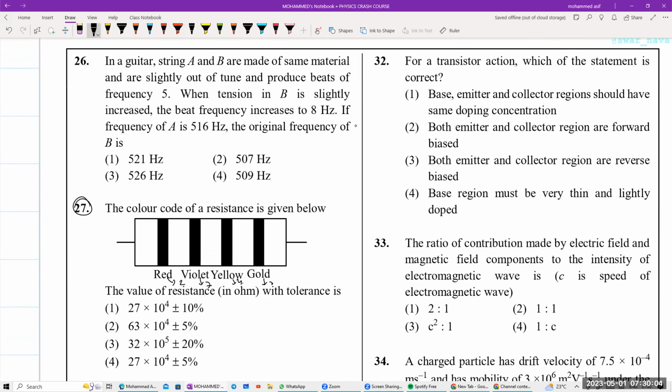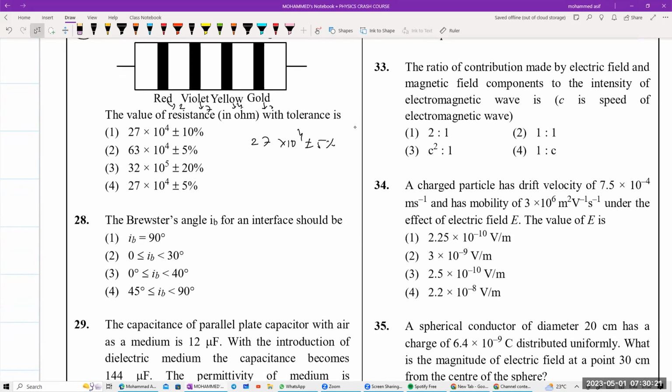इसका पावर हो जाएगा 4. Isn't it? So it is 27 into 10 to the power of 4 plus or minus 5% आ जाएगा. BB Roy of the Great Britain का जो फॉर्मूला है ना वो यूज कर लीजिए. Very good. चलो.